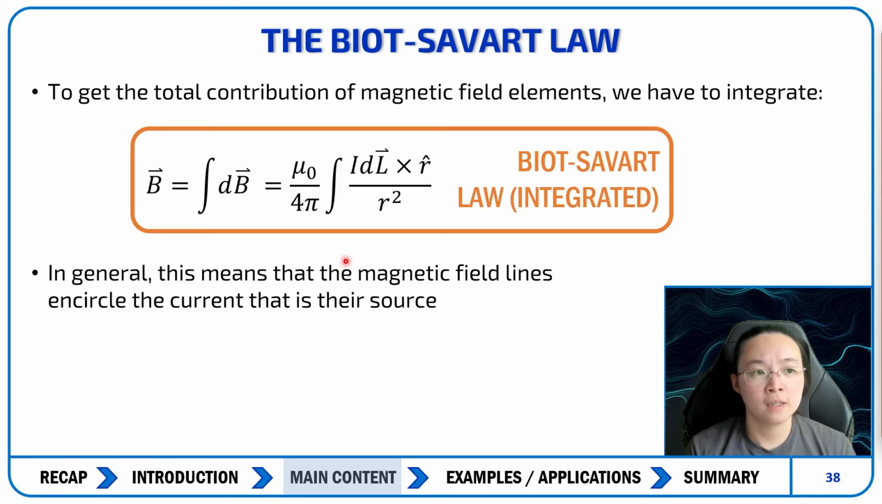Next, after you have set up the equation for the Biot-Savart law and have dB, we just have to integrate in order to get B. Usually the first thing we do is factor out mu naught over 4 pi, and then we have this to take care of. In general, this means that the magnetic field lines are going to encircle the current that is their source.